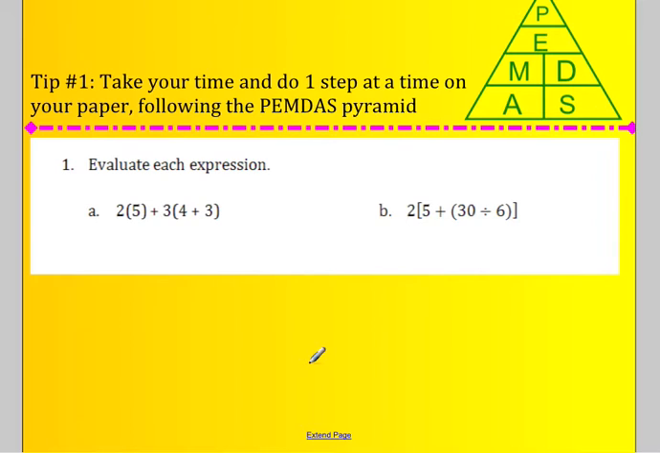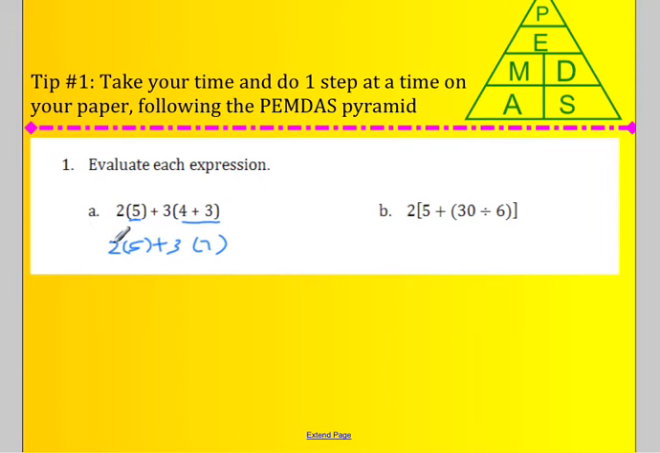So one, evaluate each expression. I look at example A. P is the top of my pyramid, so it stands for parentheses. I take care of anything that can be done inside my parentheses. This parentheses is just a 5, so it stays 5. But here I would say, well, 4 plus 3 is 7, so I'm going to rewrite it. Please make sure you're showing all your work. Okay, then I move on.